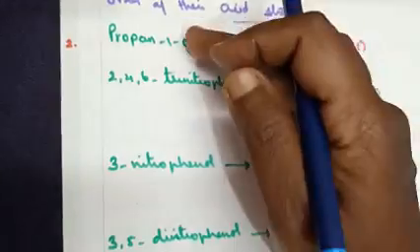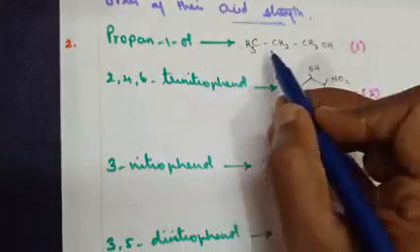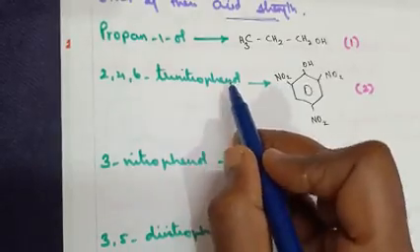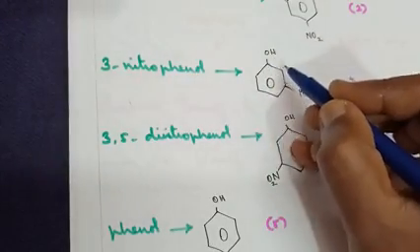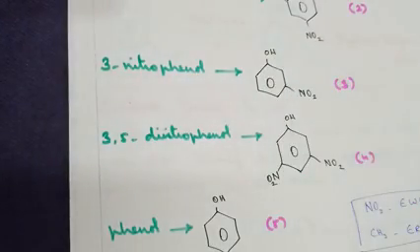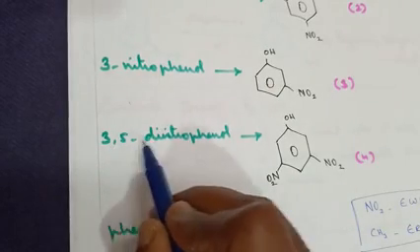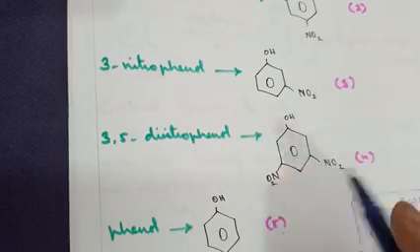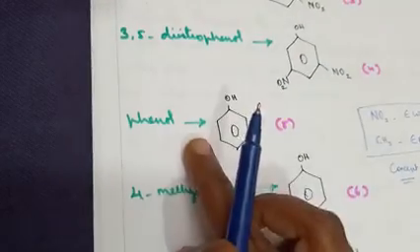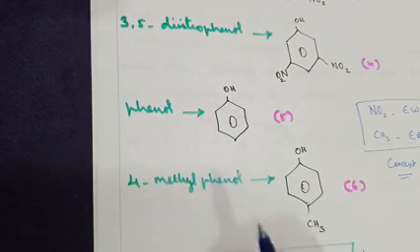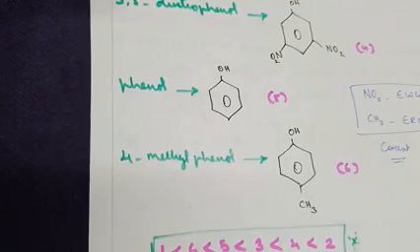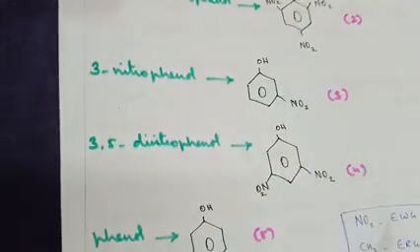They have given you so many names there: propan-1-ol, I have given you the structure. 2,4,6-trinitrophenol, I have given you the structure. 3-nitrophenol: phenol, 1, 2, 3, the third carbon has got a nitro group. 3,5-dinitrophenol: the third position and the fifth position have a nitro group. Phenol, you know the structure. 4-methylphenol: 1, 2, 3 and 4, at the fourth position you have a methyl group. So the structure you can write here.